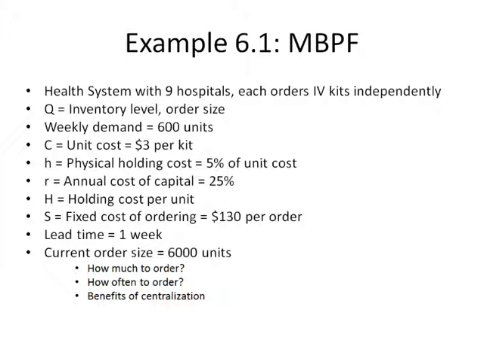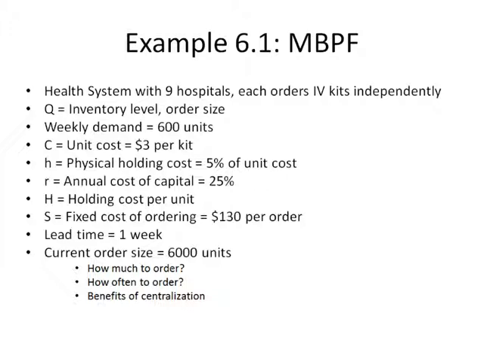Small letter h is physical holding cost, usually a percentage of the unit cost, and in this case it's about 5% of the unit cost. Small letter r is the annual cost of capital, 25%. Capital letter H is the holding cost per unit. How much does it cost us to carry one unit for a period of time, generally 1 year?